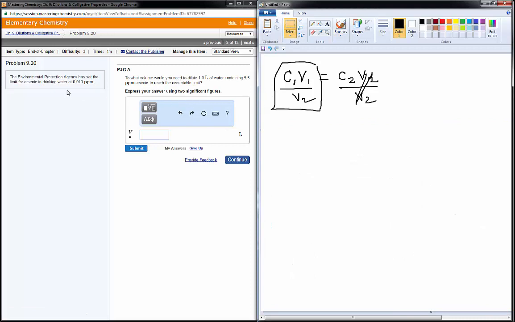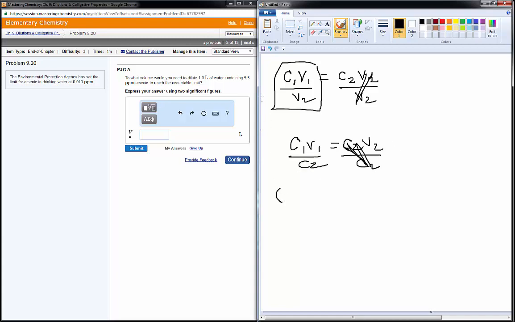Next, we've got the EPA sets the limit for arsenic in drinking water at 0.01 parts per million. They want to know, how could I dilute? If I knew that I had a lot of arsenic, then how much water would I have to add before I could get people to drink it legally? So again, we're looking for volume. So C1 V1 equals C2 V2. Divide both sides by C2, so we get the final volume.